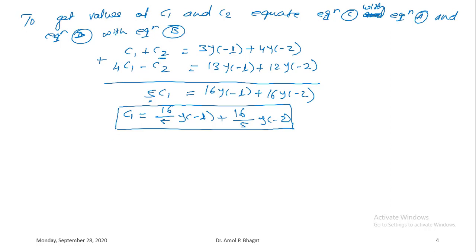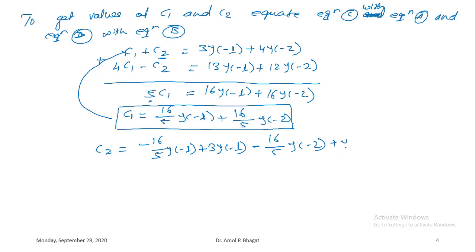Next you can substitute this value in any one of these two equations to get the value of c2. Okay, so just for example, if I substitute this value in this equation, what I will get, simply directly write c2 is equal to, I'm sending these values to the right hand side, because in place of c1 I will be substituting 16 by 5 y of minus 1 plus 16 by 5 y of minus 2. So sending these values to the right hand side, it will be minus 16 by 5 y of minus 1, plus 3y of minus 1 as it is. Next, again this will be sent to the right hand side, so this will be 16 by 5 y of minus 2 plus 4y of minus 2.